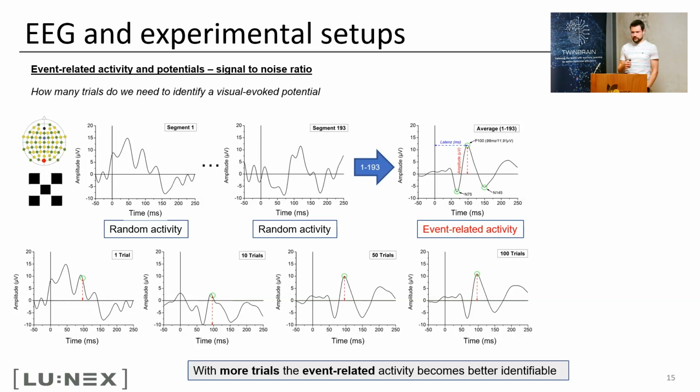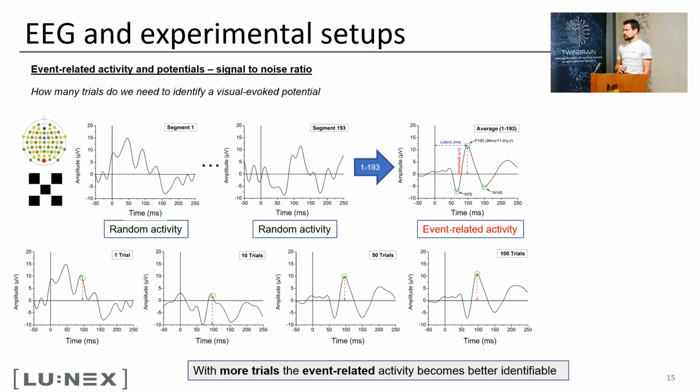Overall, we had, after artifact rejection and things, 193 potentials. And you can see, if you're looking on the right, so top row on the right, that we have here a clear visually evoked potential, a participant where we also see all three potentials, so a clear N75, a clear P100, and a clear N145.